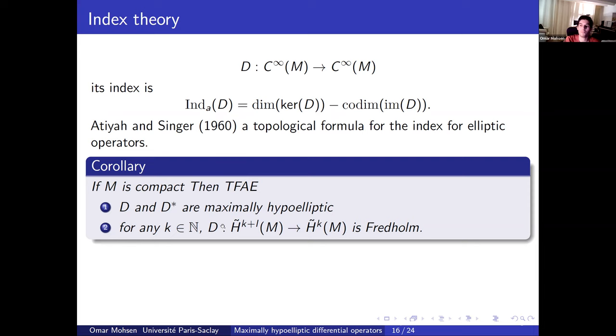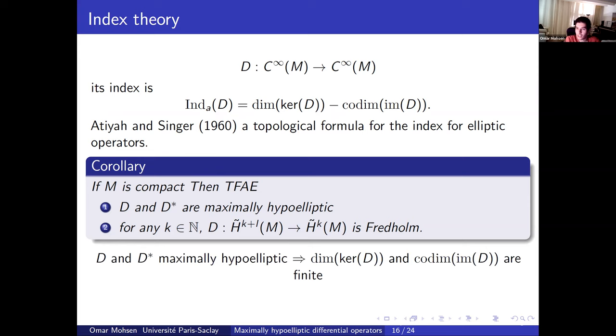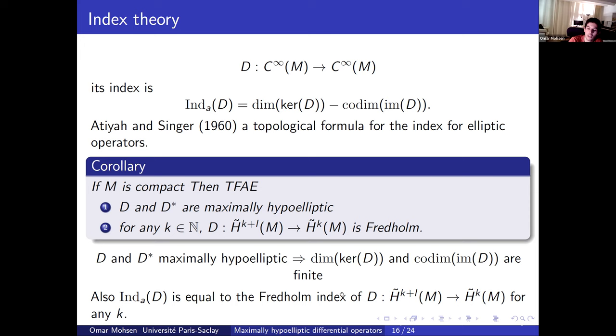And we can also observe that these two conditions imply that the dimensions of both of these things are finite. And the analytic index is now well-defined and it's actually equal to the Fredholm index of this. So now we have the analytic index is equal to the Fredholm index of some bounded operator. So we can now use tools from topological K-theory to study the analytic index.